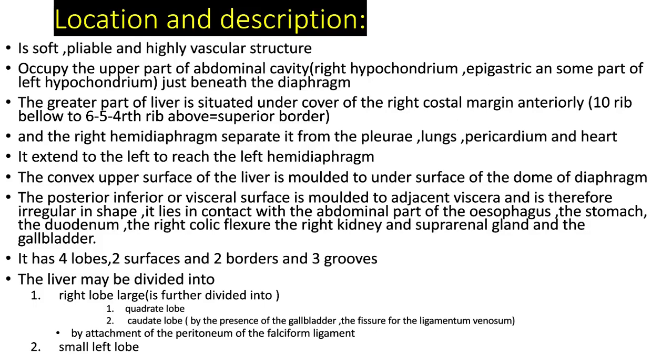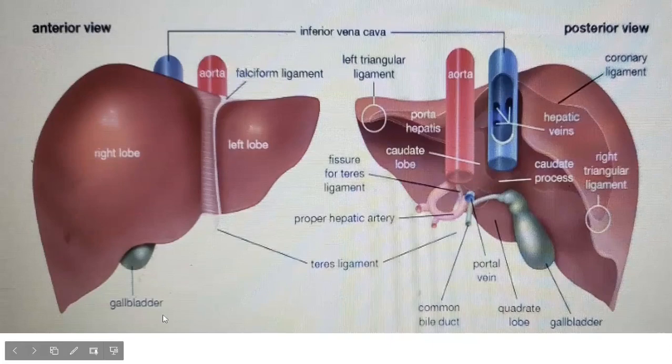It is divided into the quadrate lobe and others. Its lobes: the right lobe is large and further divided into two lobes, the quadrate lobe and the caudate lobe. By the presence of the gallbladder and the fissure of the ligamentum venosum is the caudate lobe. By attachment of the peritoneum, it is attached by the falciform ligament. It has a small left lobe and the right large lobe. As you can see here, this is the right lobe, this is the left lobe. It is divided by the falciform ligament.